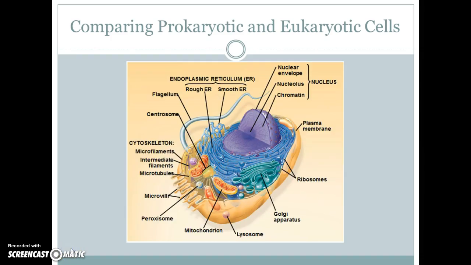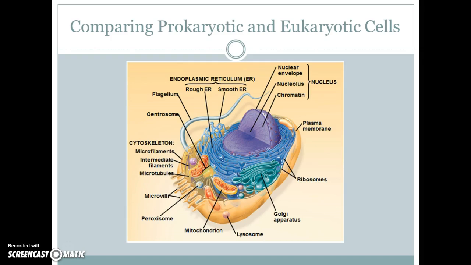Eukaryotic cells, on the other hand, are characterized by having a nucleus, right here, which is enclosed by the nuclear envelope. They also have membrane-bound organelles. We can see a bunch of those going on around in here, the mitochondria, for example.